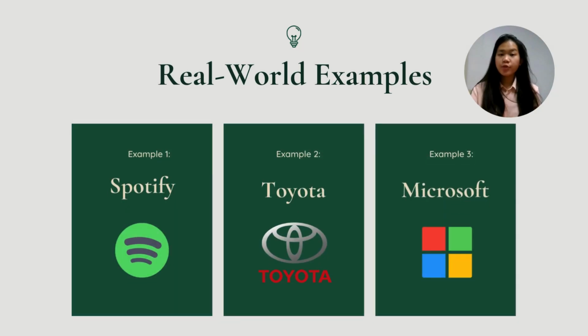Next, we'll look at some real-world examples that use Agile project management. The first example would be Spotify. Spotify is a music streaming company that uses Agile project management to continuously develop new features and to improve their user experience. The second and third examples will be Toyota and Microsoft respectively. These two big companies also use Agile project management approaches as well.